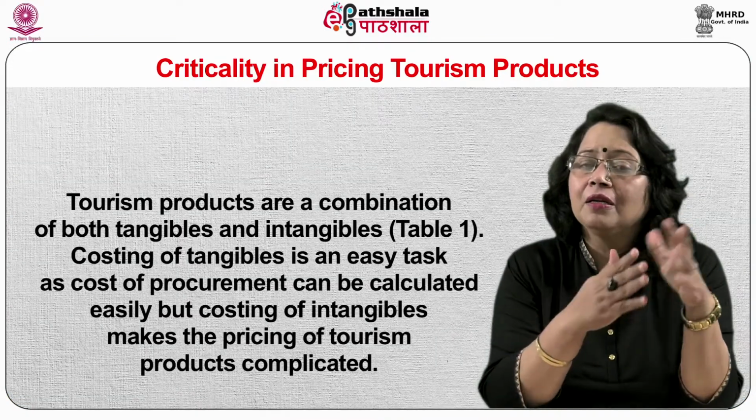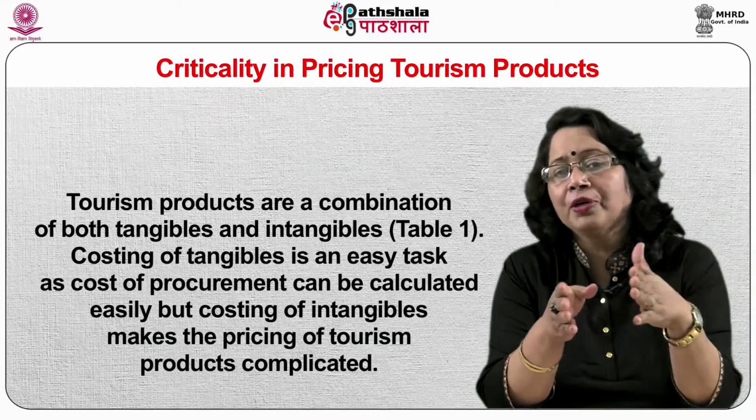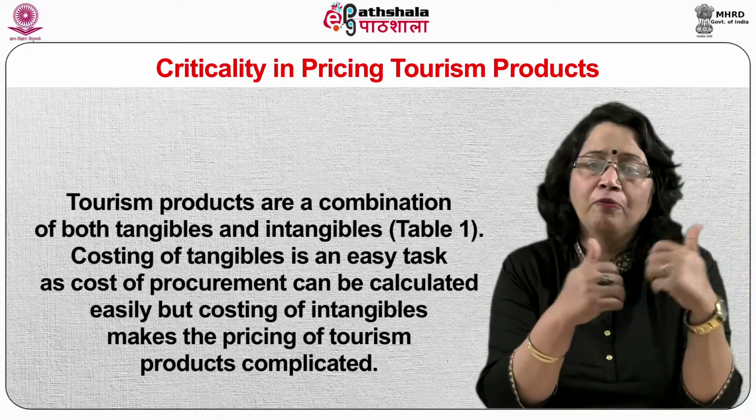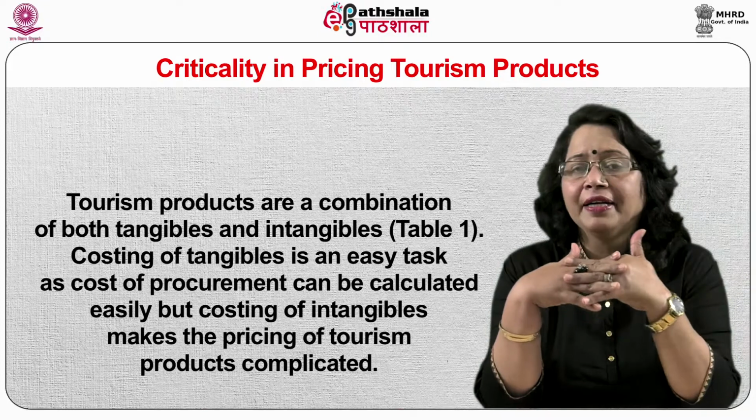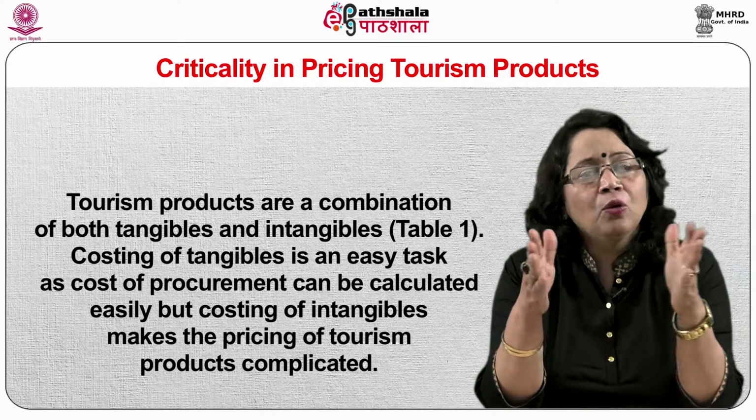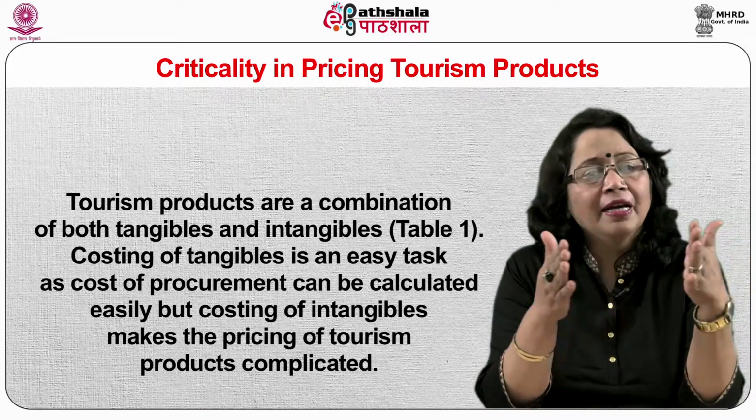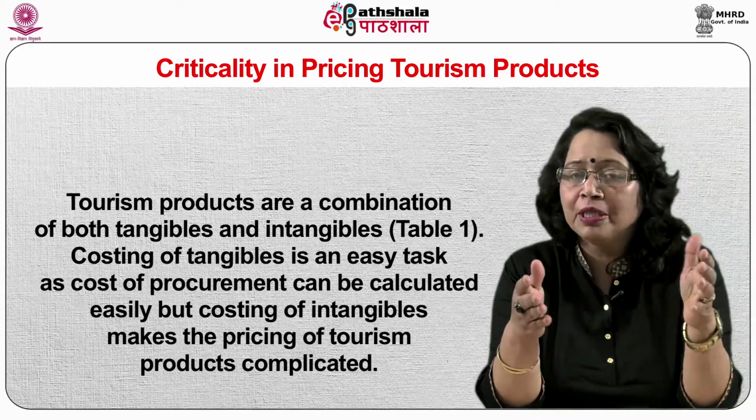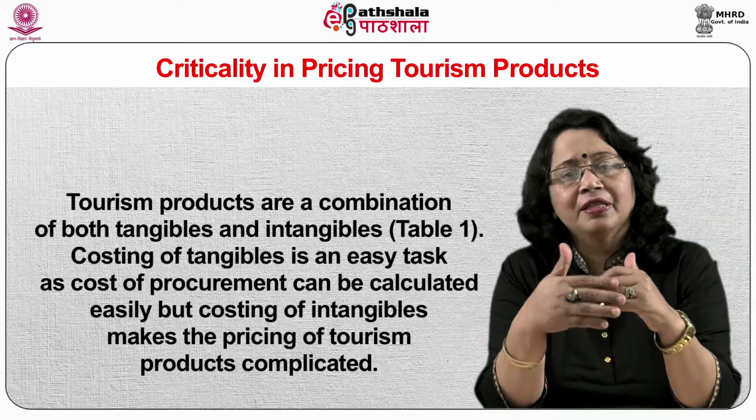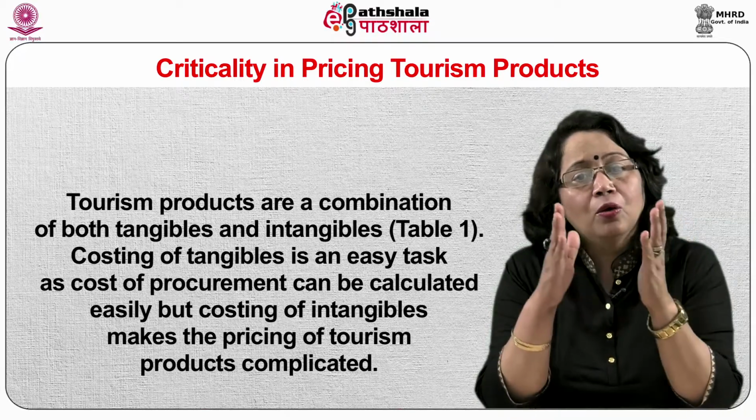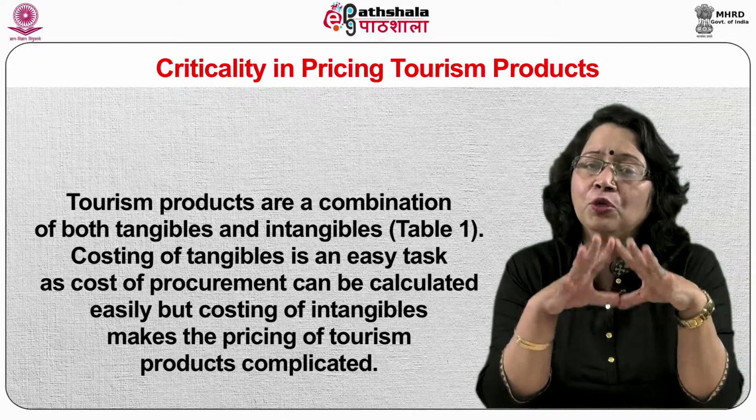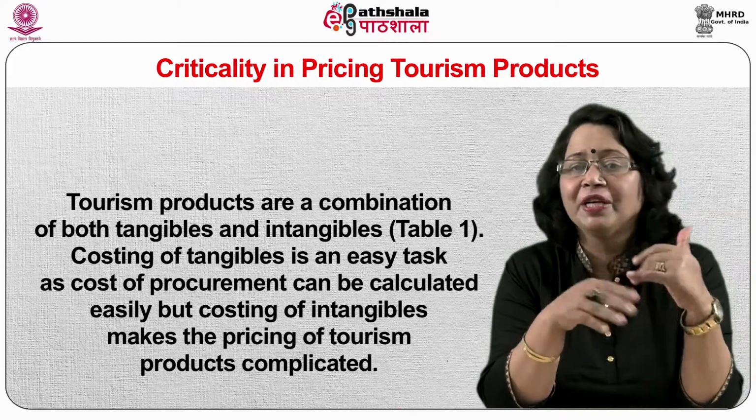Critically, in pricing, tourism products are a combination of both tangibles and intangibles. Costing of tangibles is an easy task as the cost of procurement can be calculated easily, but costing of intangibles makes the pricing of tourism products complicated.